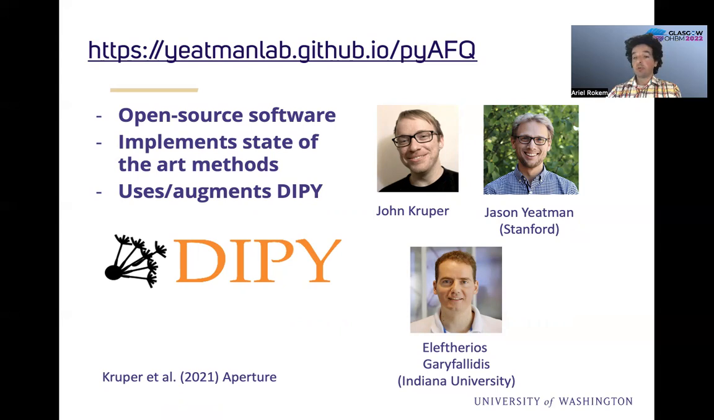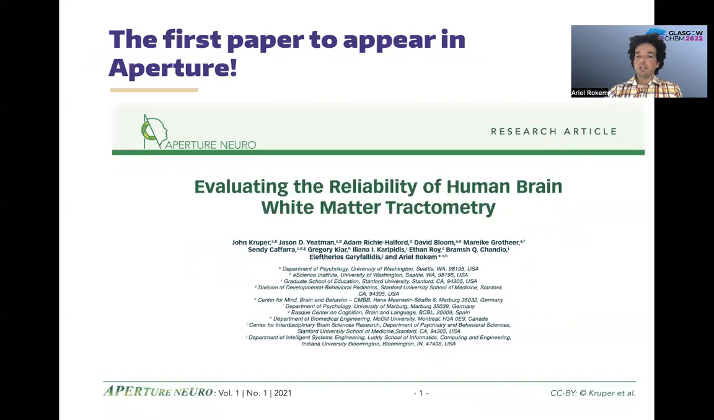The development of this was led by John Kruper here at the University of Washington, as a collaboration with Jason Yeatman, and also with Eleftherios Garyfallidis' group at Indiana University, who is the leader of the diffusion imaging in Python project. And the paper that describes this software was the first paper that was accepted into Aperture, the OHBM journal, and you can read what we found about the reliability of this process.